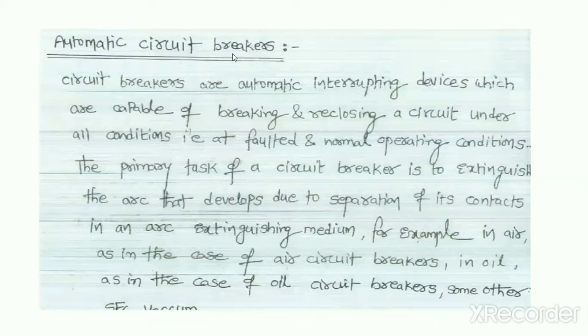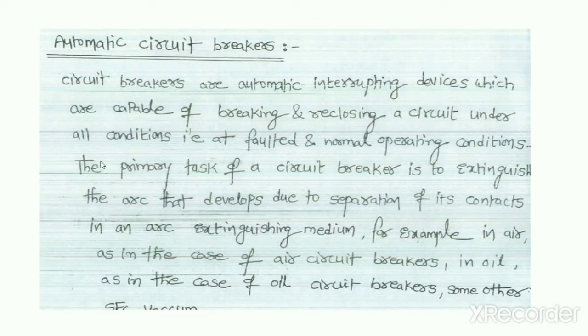Next one is the automatic circuit breakers. The circuit breakers are automatic interrupting devices which are capable of breaking or reclosing a circuit under all conditions. It is an automatic device. By using this device we can automatically switch on and disconnect the circuit from the faulted equipment. That will be operated under normal and abnormal conditions.